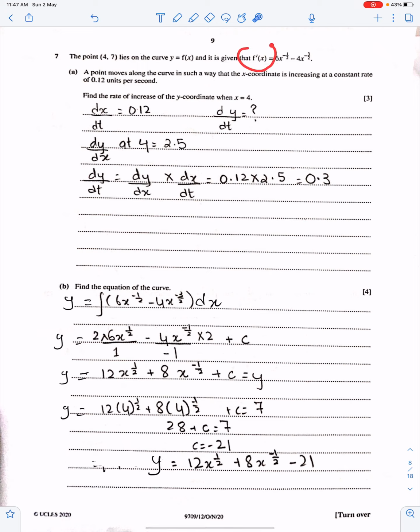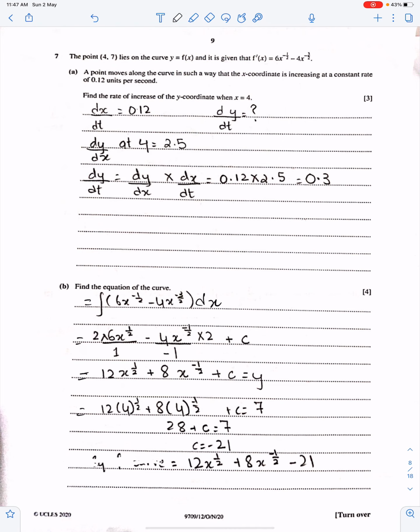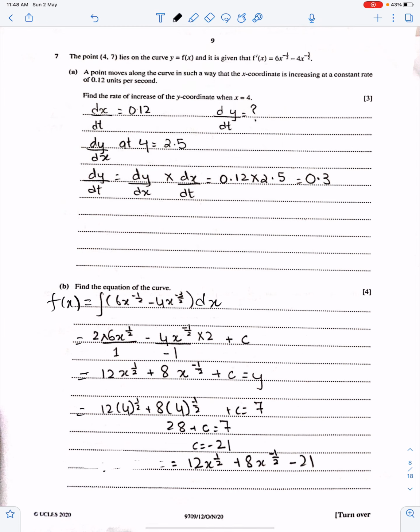Since this equation is given in f prime x form, we should write f of x here or y. You have a choice. You can either write y here or f of x here. It's given y is equal to f of x. It's better to write f of x here. Y is also fine, but f of x is better. Use the same notations. This is the required equation of the curve.